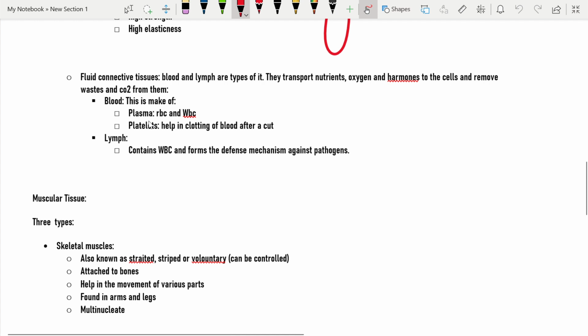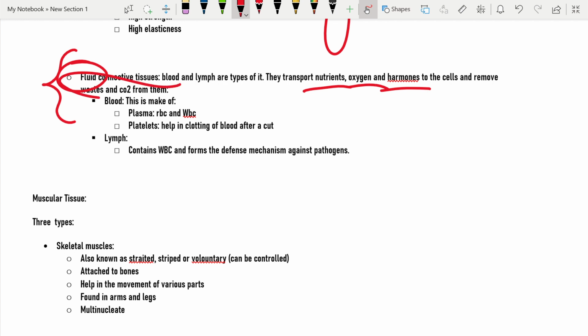Blood and lymph are types of it. They transport nutrients, oxygen and hormones to the cell and remove wastes and CO2 from them. Fluid connective tissues, as the name suggests, will be fluid. So we've got lymph and we've got blood. Those are the two types. They transport nutrients, oxygen and hormones, meaning they're like transporter fluids, and remove wastes too.